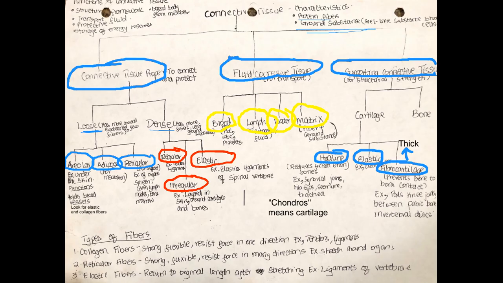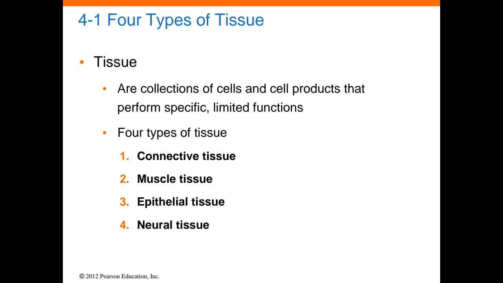Okay, we'll take a look at epithelial tissue. So I'm going to skip muscle tissue for now because it's pretty easy. There's not much on it, so I'll do that second to last. Let's take a look at epithelial tissue because there's so much information on it.